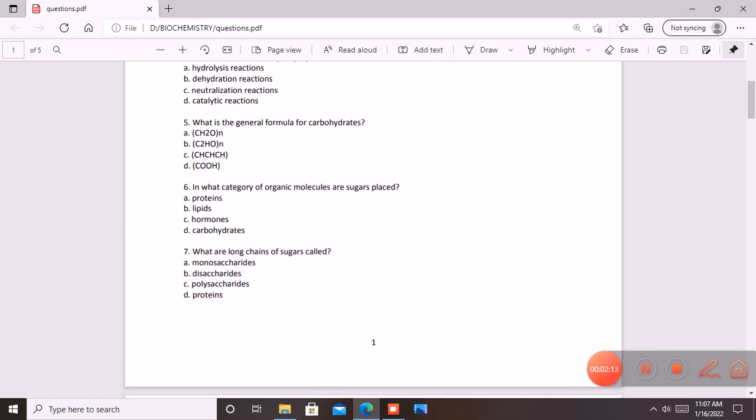Question 6 says, in what category of organic molecules are sugars placed? Sugars are carbohydrates. Carbohydrates, in other words, are called sugars. So every sugar is a carbohydrate. Hence, question 6 is D.